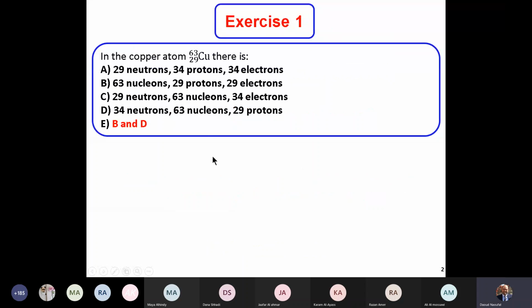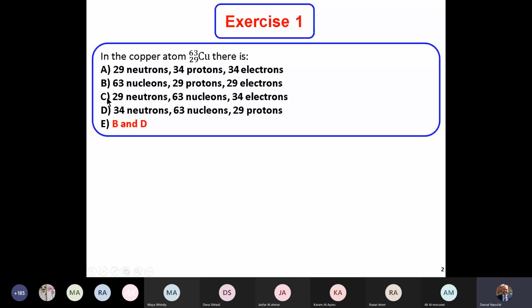I will start with exercise 1. In the copper atom Cu 63 29, we have several possibilities: A, B, C, D, and E.